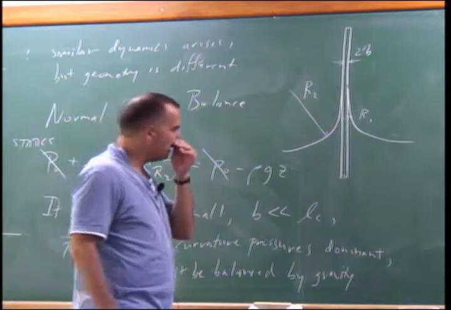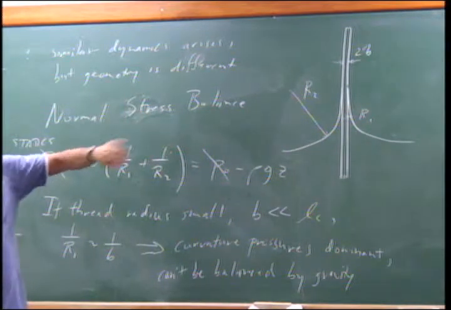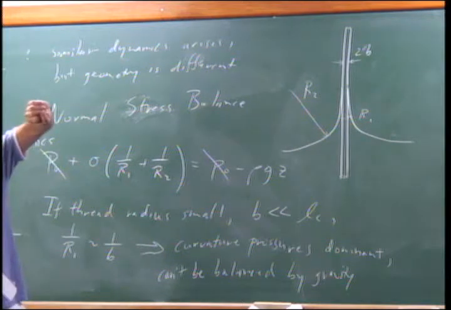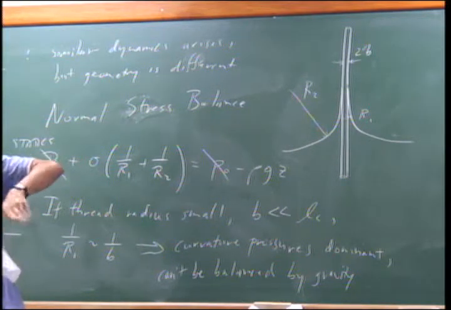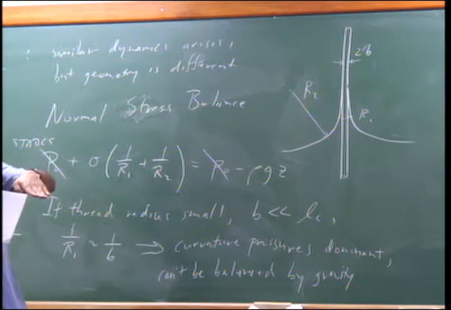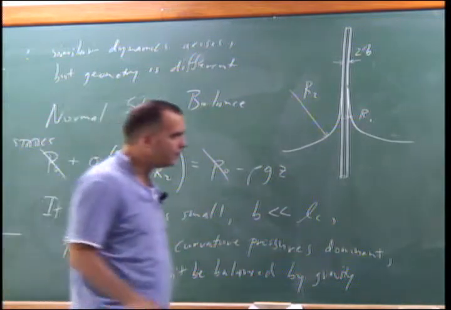Okay? And so what this means is that the static meniscus on a fiber is not nearly as tall as the capillary length. So it's basically a small localized feature in which the interface takes the shape of a catenoid. So it's basically a surface with zero mean curvature.